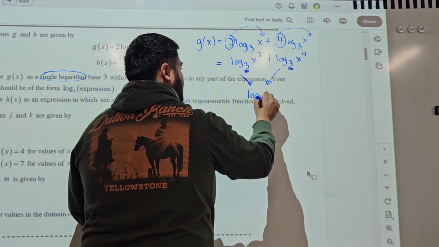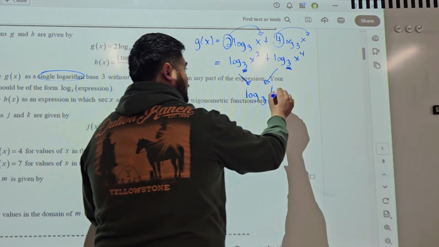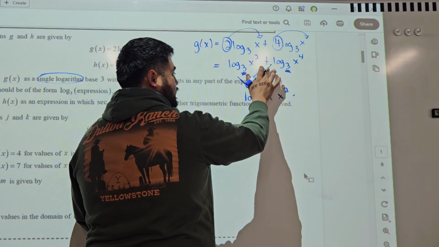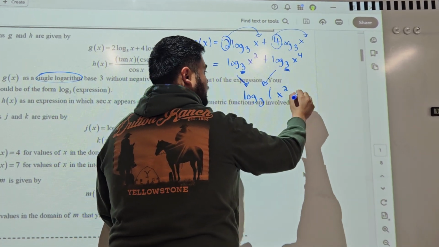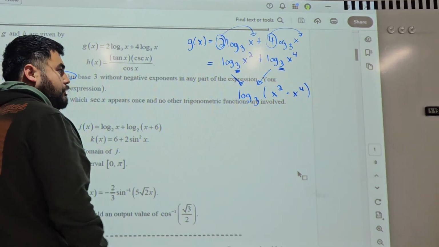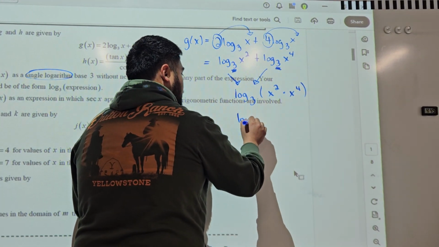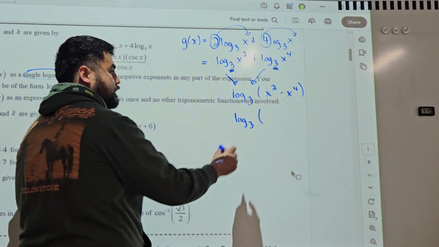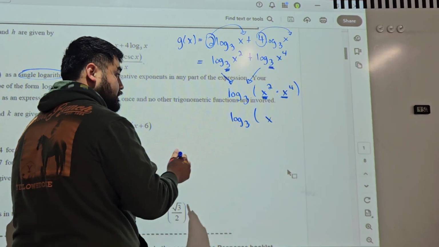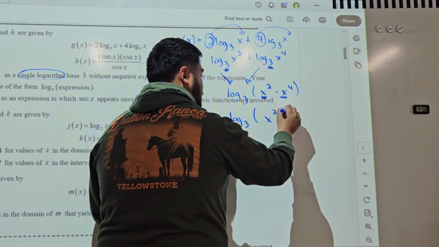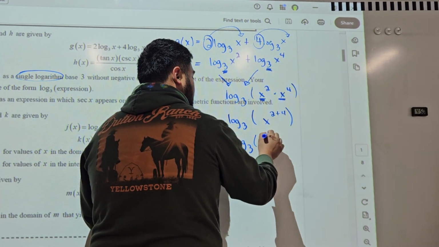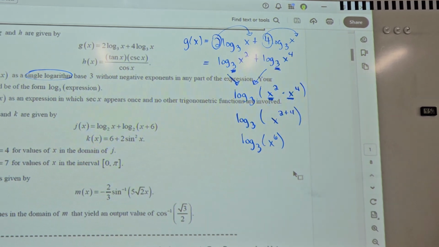So now I have a log with the base of 3, and then you have x squared times x to the power of 4, because the multiplication comes from the addition. Addition goes with multiplication. Now you can go further, right? You can leave it like that, or you can go further with the log base of 3 again. But notice here that you have the same base, which is x. So what do I do with the exponents? We'll just add them. And what do I get from there? Log with the base of 3, x to the power of 6. And there you go. That's one of them.